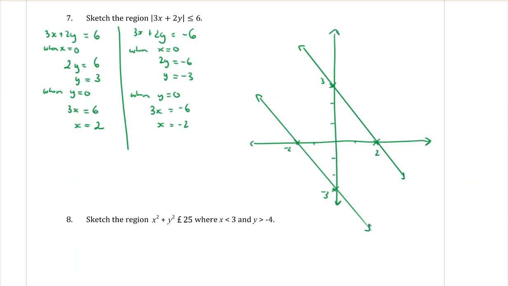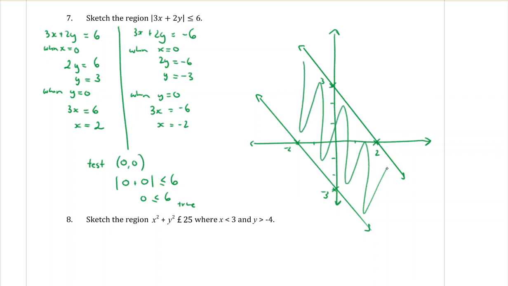Yep, let's test though, just because we should. Let's test the origin. Let's test 0, 0 into the original inequality. So that would be the absolute value of 3 times 0, which is 0, plus 2 times 0, which is 0. Is that less than or equal to 6? Yes, because 0 is less than 6. So that's true, which means between those lines is the solution to that inequality.